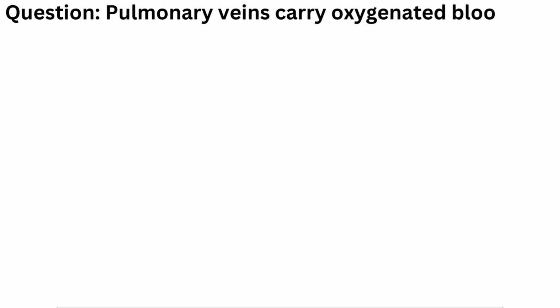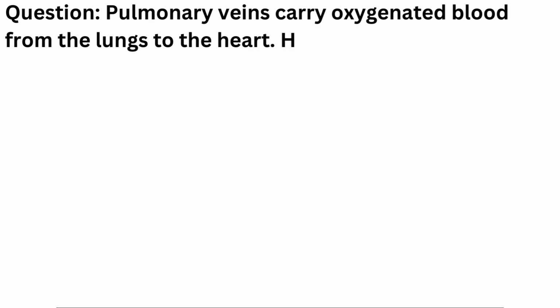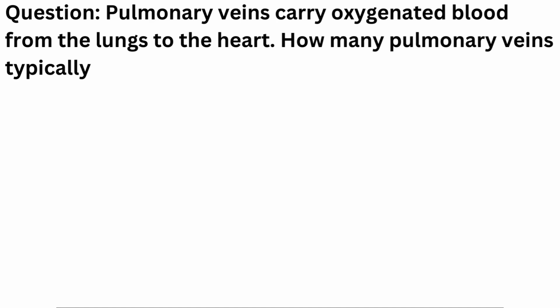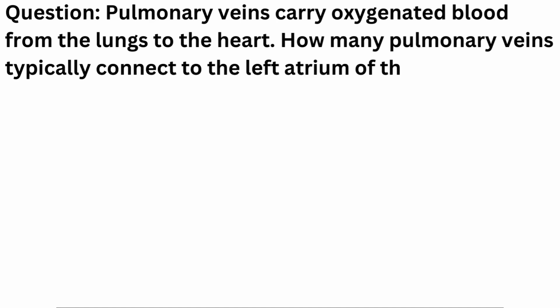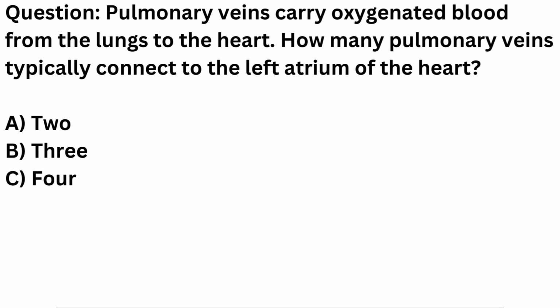Question. Pulmonary veins carry oxygenated blood from the lungs to the heart. How many pulmonary veins typically connect to the left atrium of the heart? A. 2. B. 3. C. 4. D. 5. Correct answer is A. 2.